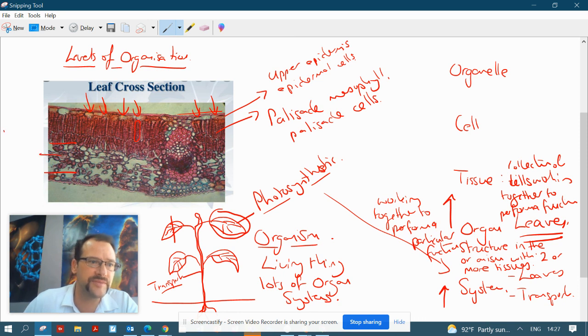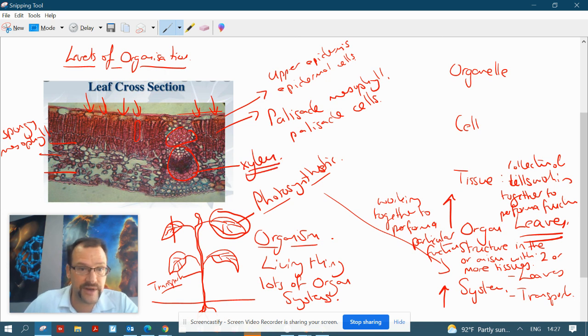Another example, this layer here, the spongy mesophyll. More examples of tissues here, here. Xylem tissue, that actually goes all the way through the leaf, the vein of the leaf, like here, and all the way into the stem and all the way into the roots, and that's for water transport. And dissolved nutrient transport as well.